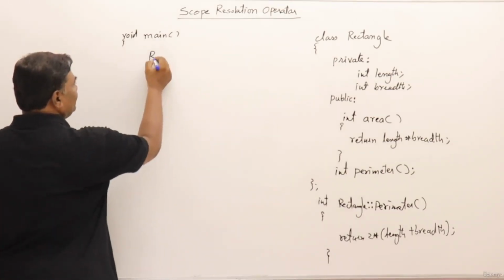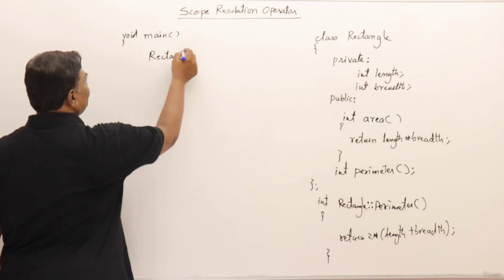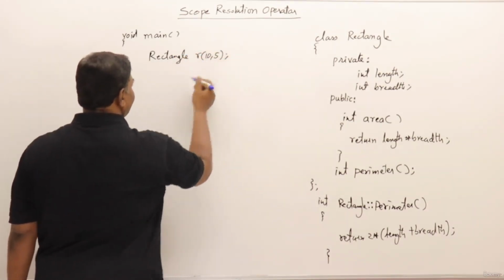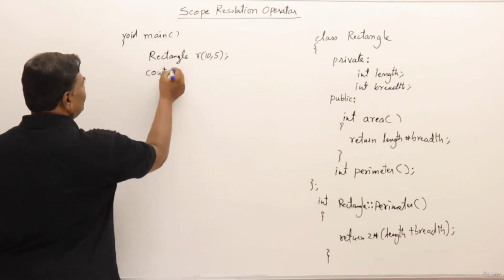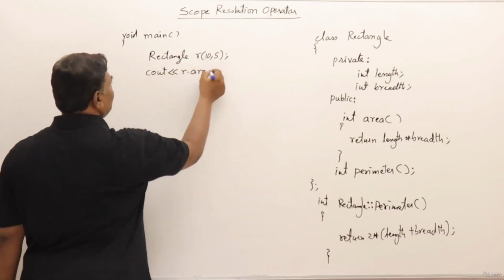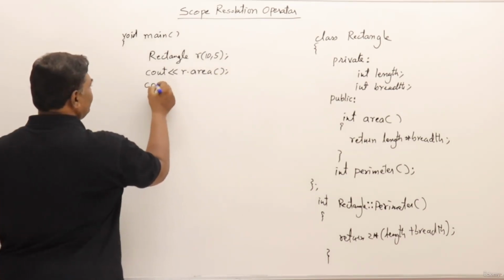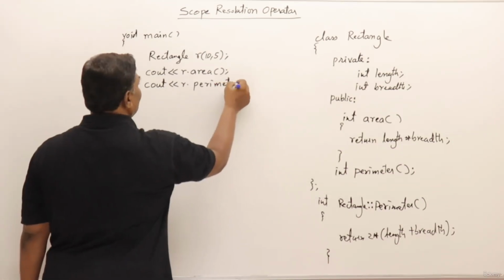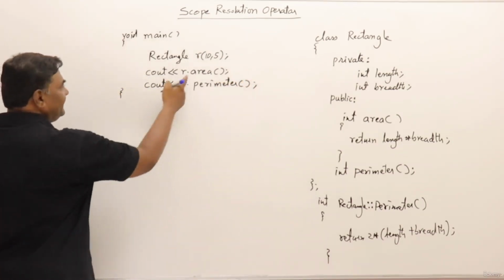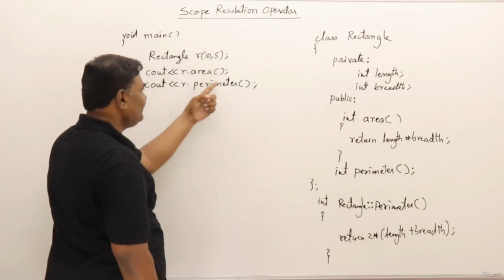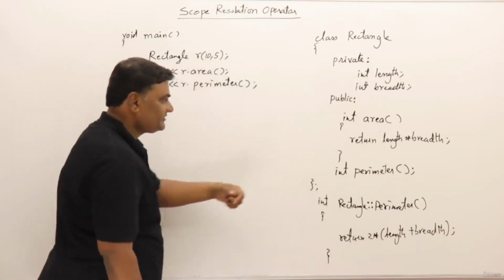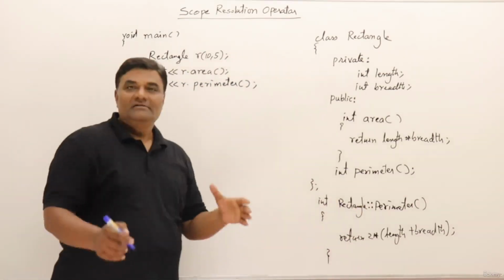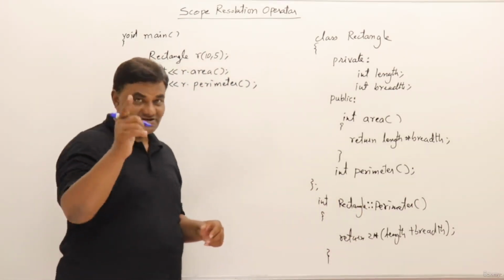Now here I will create an object of rectangle, r, and I will pass 10, 5, that is the parameterized constructor. Then I will call cout r dot area, and I will call cout r dot perimeter. Now this should display the area and this should display the perimeter for this rectangle with 10, 5. So I am calling both the functions. This is area, this is perimeter, whose body is defined outside using scope resolution. Now see where the main difference arises.